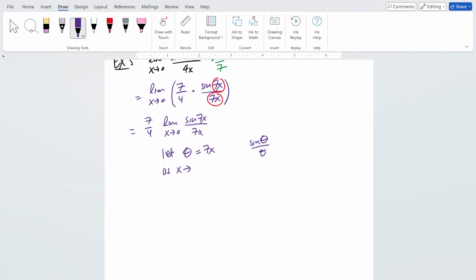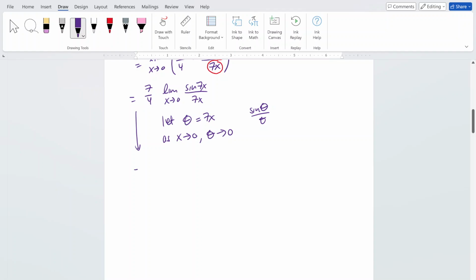as x goes to 0, like the initial part here, we can see that theta should also go to 0, because think about x going to 0 times 7, whatever. As x gets very small to 0, theta must be 0, right? So then moving forward, this statement is really equal to 7 over 4 times your limit as theta, because I'm replacing that information now, so our theta is definitely going to 0, of sine of theta over theta. And so then we have 7 over 4, and this special limit is just 1. So the answer is 7 over 4.